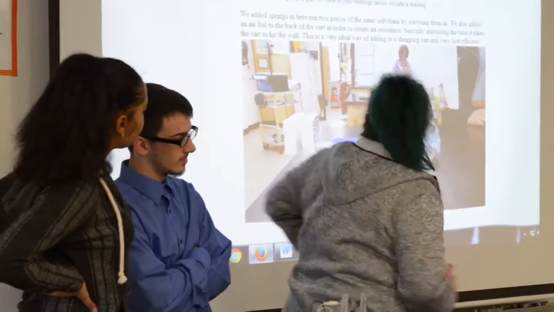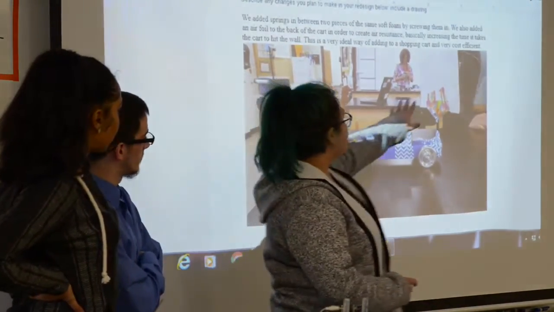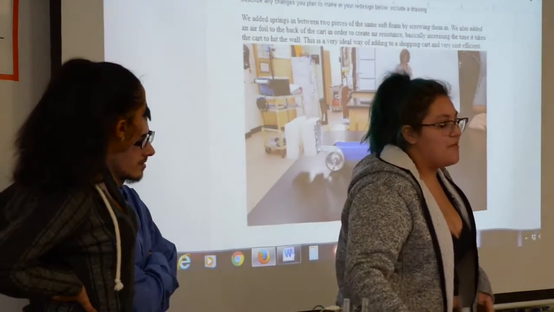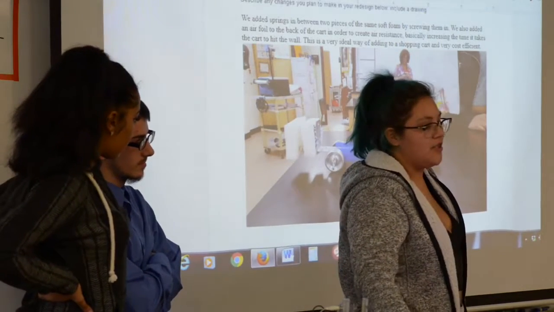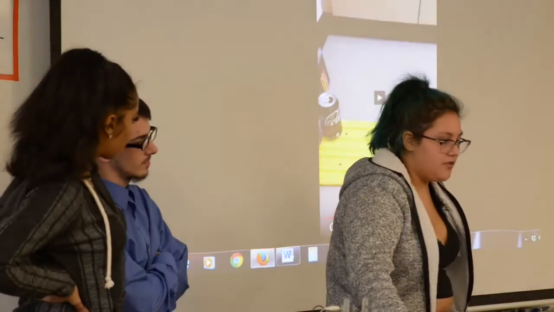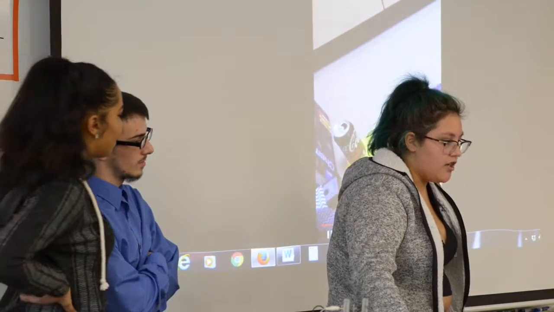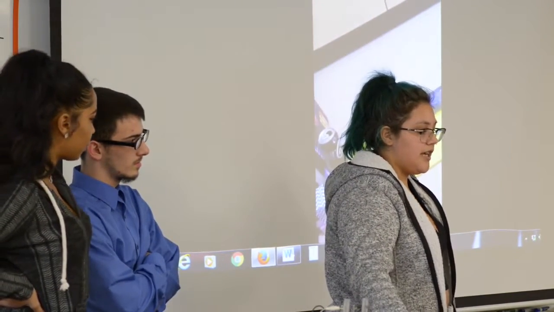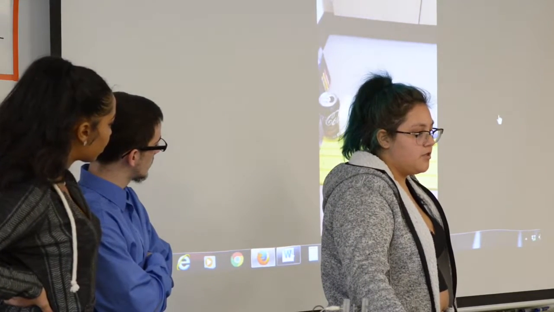We actually had 2 pieces of foam, and we put springs in between them. It's cute. We found that not only is it an ideal way of adding to the shopping cart, but it's also very efficient. And actually have videos. So this is the cart hitting with nothing on it, and you can see the damage it does to the can. And this is the video of our cart doing it.